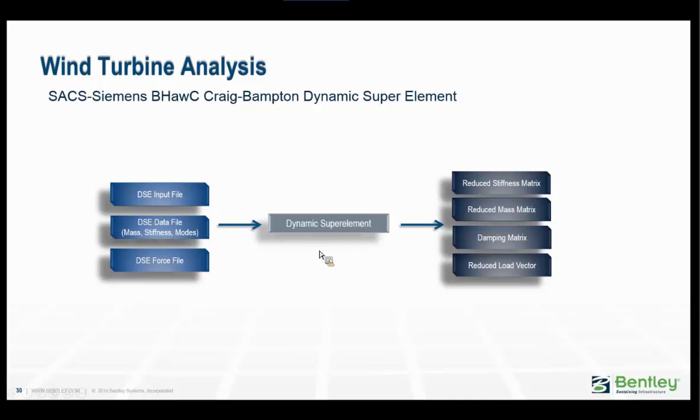And then after the dynamic superelement has been run, you would get the reduced stiffness matrix, mass and damping matrix, and also a reduced load vector. And again, these could be used directly now by the Siemens BHawk program.